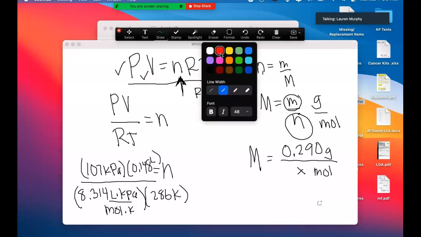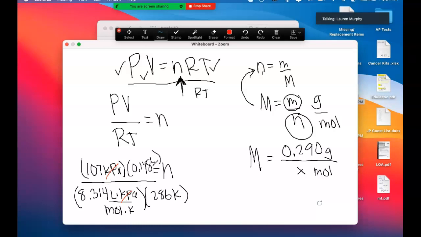So let's look at units. Kilopascals on the top, on the bottom, liters on the top, on the bottom, Kelvin on the top, on the bottom. I'm left with moles, which is what I'm solving for right now. So in my calculator, to avoid issues with parentheses and stuff, I take 107, I multiply it by 0.148, and then I divide by 8.314, and then I hit my divide button again, 286, and my moles come out to be 0.00665 something something something. It's a lot of numbers. I'm not going to write them all out, but you want to keep them all in your calculator.